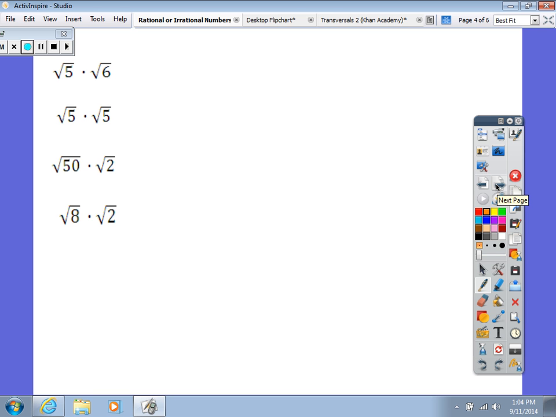And this is multiplying. All right, so when we're multiplying, we do not look at each individual radicand. What we do is we multiply the two together. So what is the square root of 5 times the square root of 6? Square root of 30. Does the square root of 30 have a perfect answer? No. So that means this is irrational. And because I'm going to be lazy, I'm just going to write an I instead.